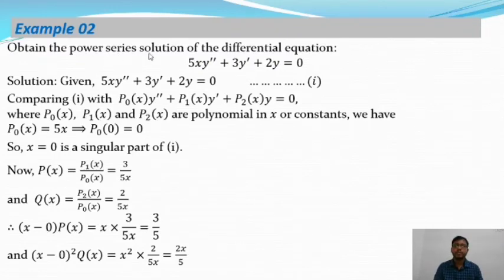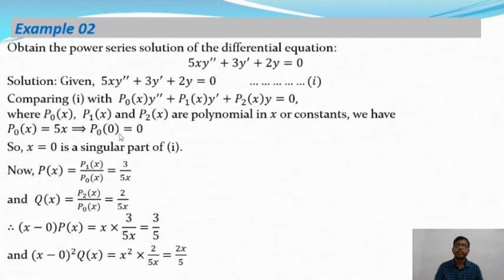So obtain the power series solution of the differential equation 5x y double dash plus 3y dash plus 2y is equal to 0. So comparing this equation with p0 of x into y double dash plus p1 of x into y dash plus p2 of x into y is equal to 0, where p0, p1, p2 are polynomial functions in x or constants, we have p0 of x is equal to 5x.